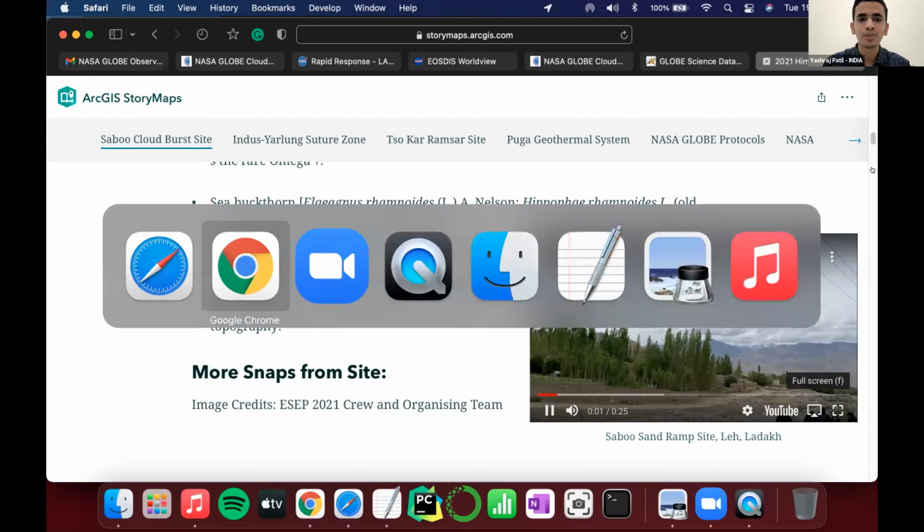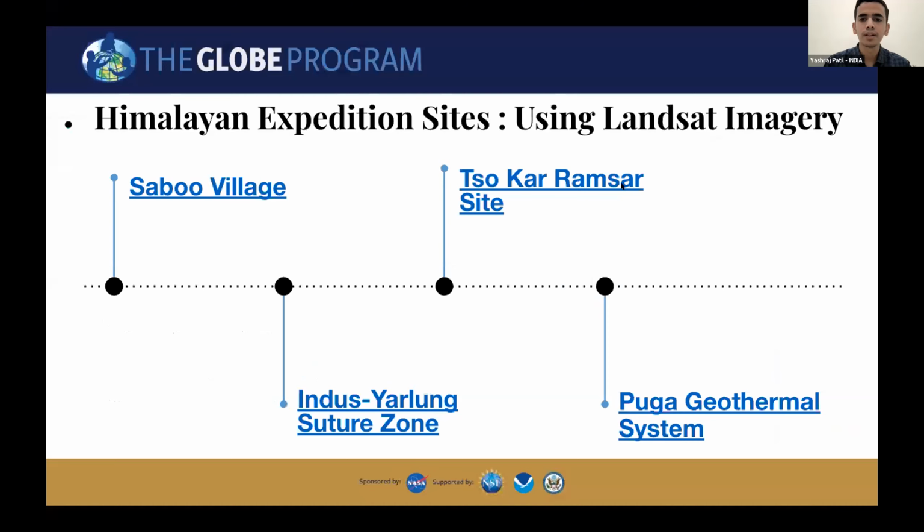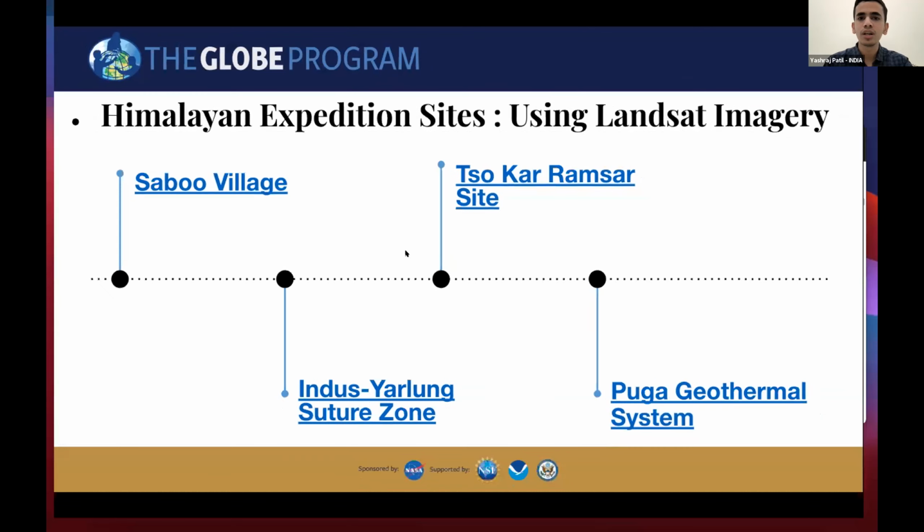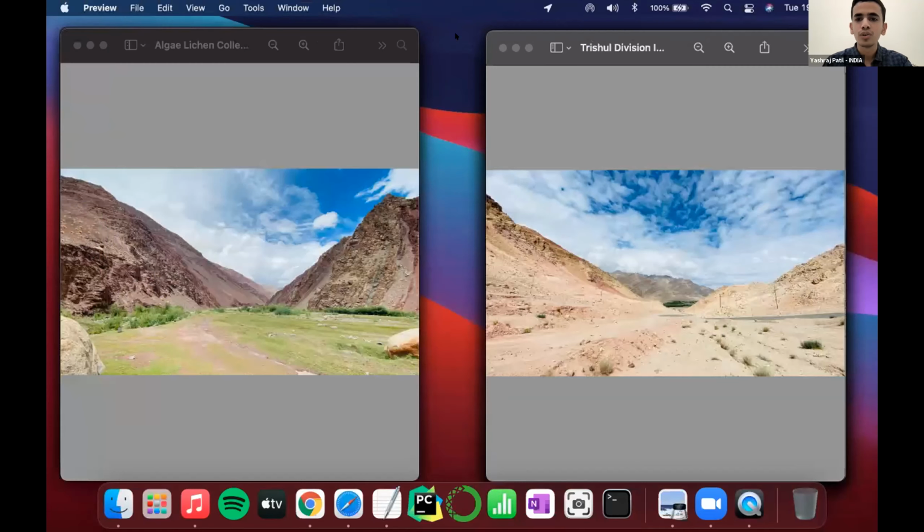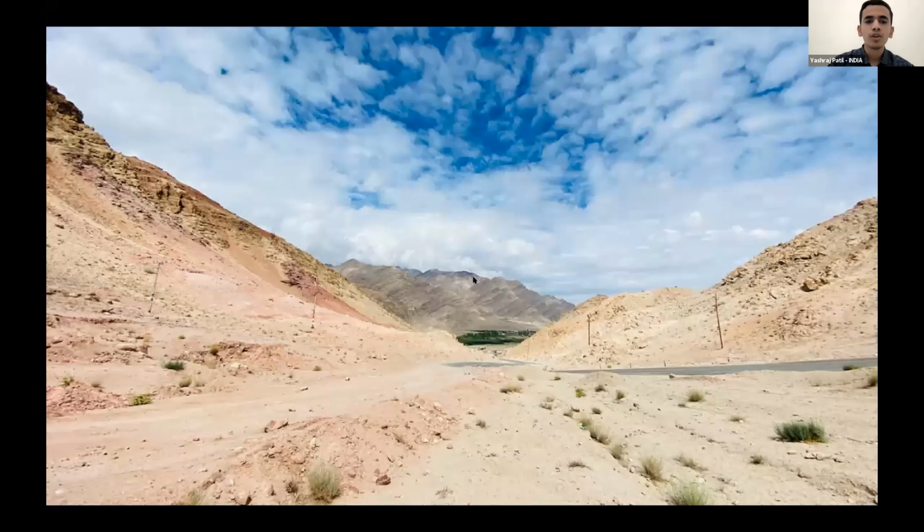So this is how I took that image. Now I would like to head on towards the Indus-Yarlung Suture Zone. So this is the suture zone that I was talking about. On the left side of the screen is the southern direction, and this is the northern direction. This part is the actual Indian plate, and this is the Eurasian plate.